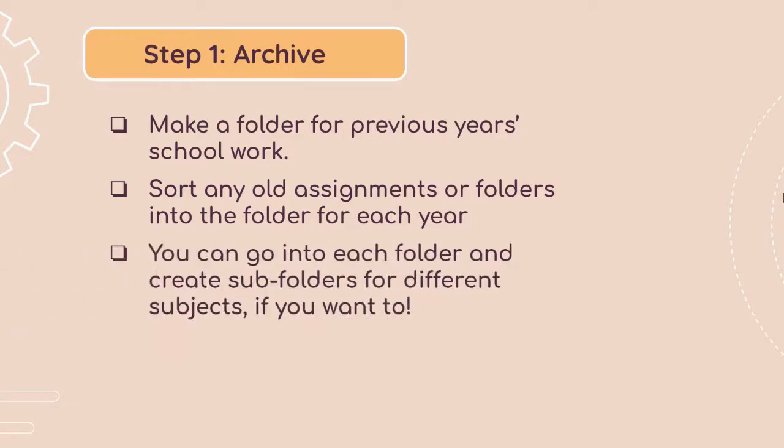Then the next step is going to be to go into each folder, so clicking into last year's school folder, and to create subfolders for different subjects. So if you have a lot of math stuff and a lot of English stuff and you want to separate those two things, you can create subfolders by hitting the new button, again within each folder, and creating smaller folders within the big folders that you just created that can be subject specific. So you can rename them to say English, math, or any of your other subjects within the larger school year folder.